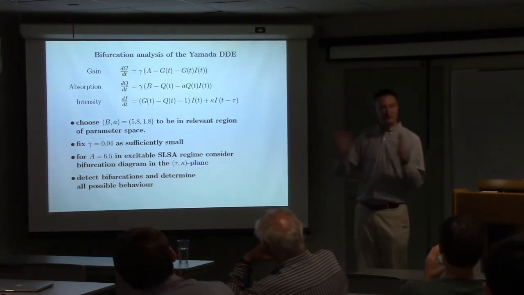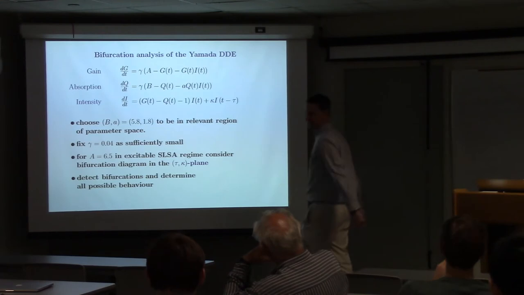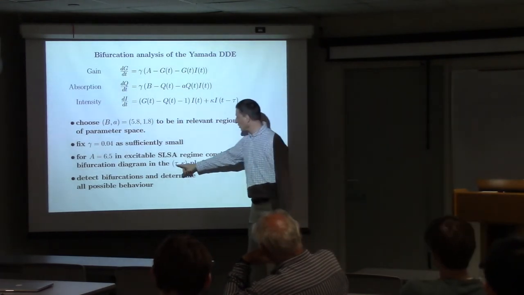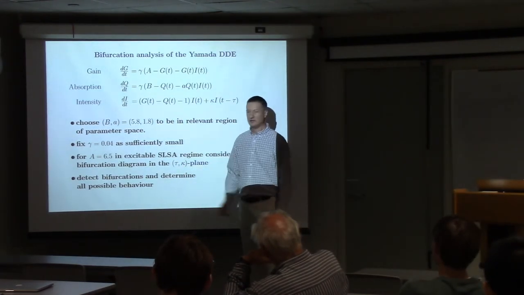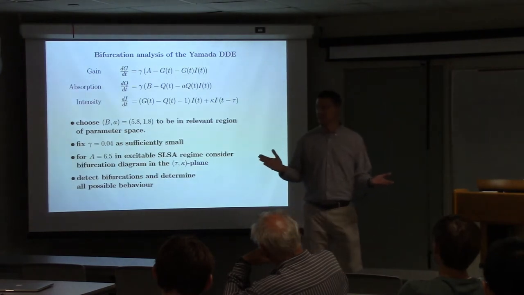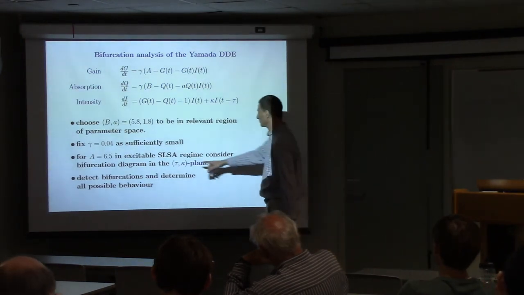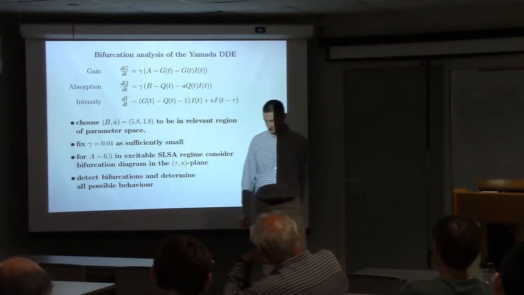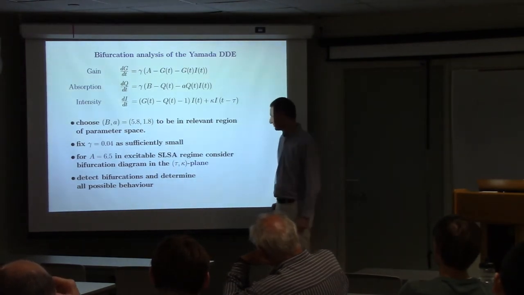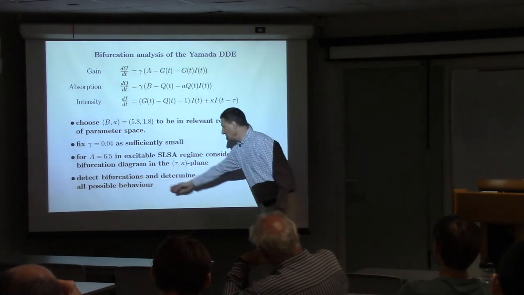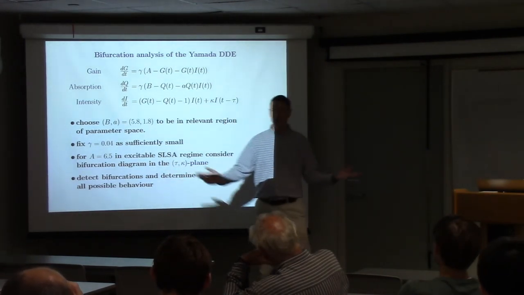One is the delay of the feedback and the other one is just the strength of the feedback. So if tau is zero or kappa is zero, you're actually back to the ODE. Okay, so you can imagine perturbing away from the ODE case, at least for small tau, and it's actually a regular perturbation. But that's maybe for the specialists. So find all the bifurcations and all the possible behavior.